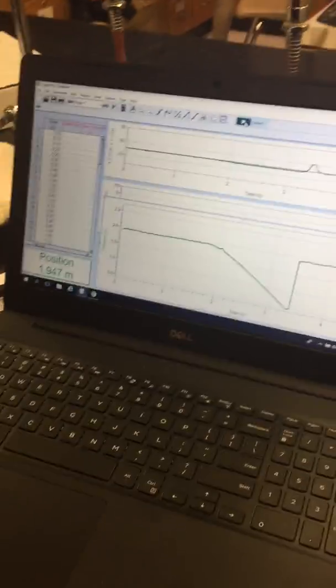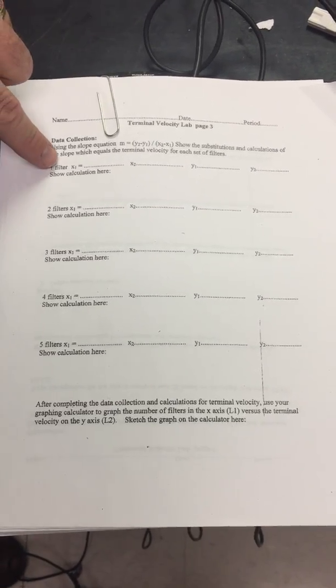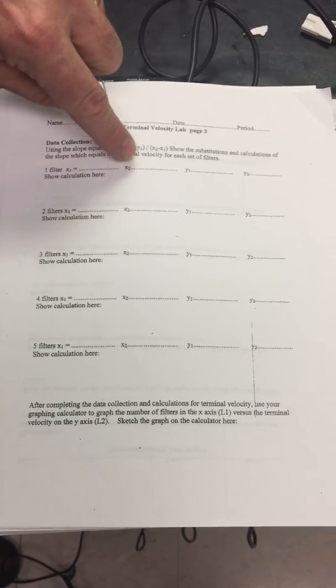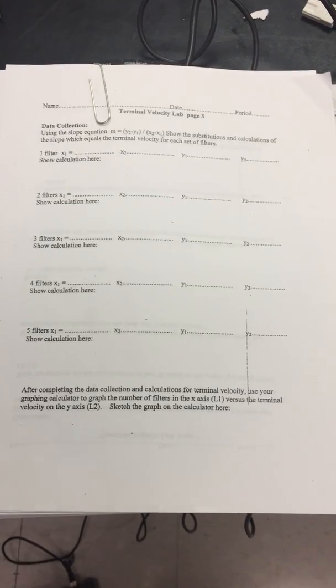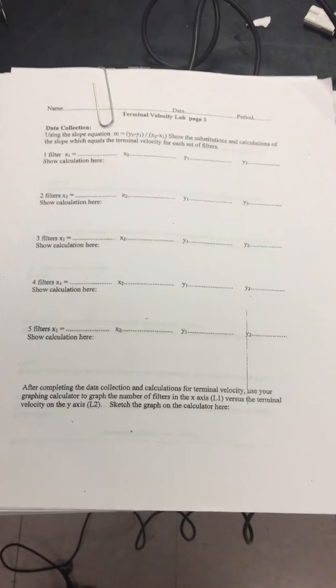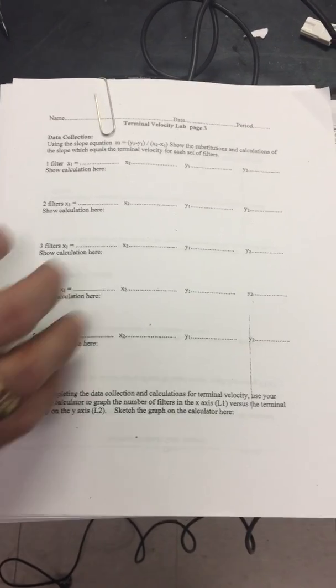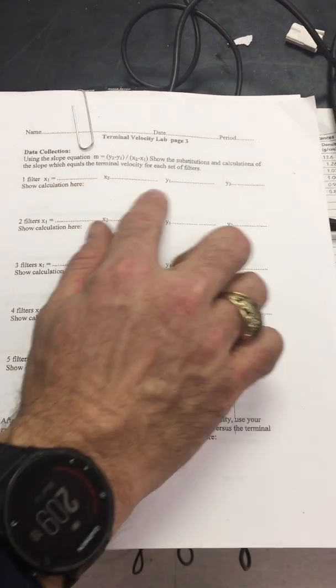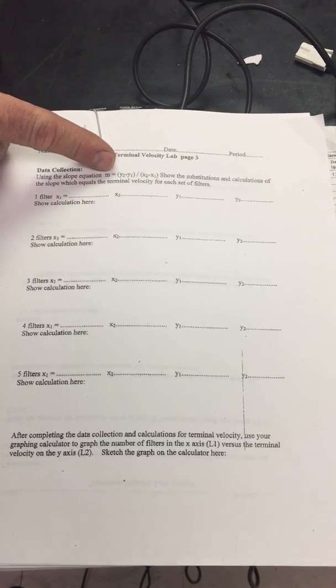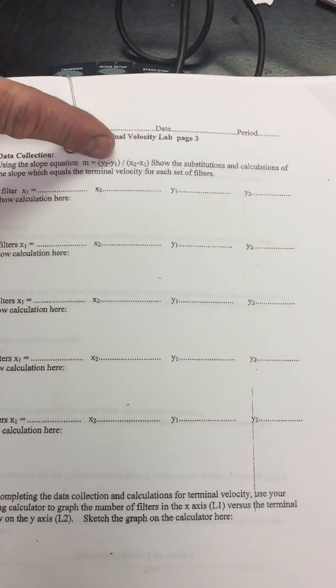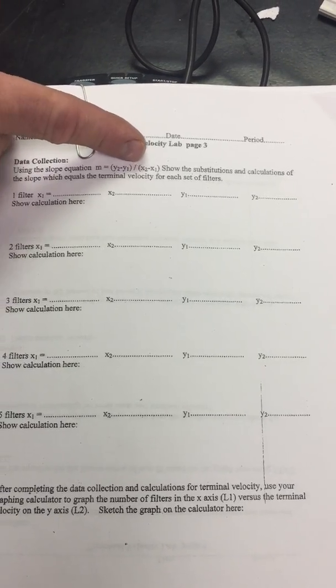So look what we're going to do here. On this paper, this is page 3 of the terminal velocity lab. I have 1 coffee filter, and it says X1, X2, Y1, Y2. Well, you got to remember, the way you find slope is the change in Y over the change in X. So let me show you how the computer is going to give you these X's and Y's to fill in. And the formula for it is right up here. To get the slope, which is also the velocity: Y2 minus Y1 divided by X2 minus X1.